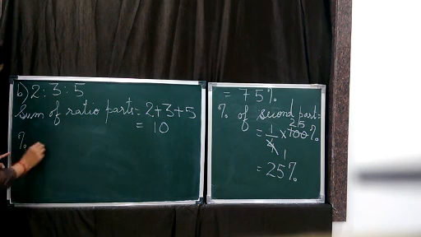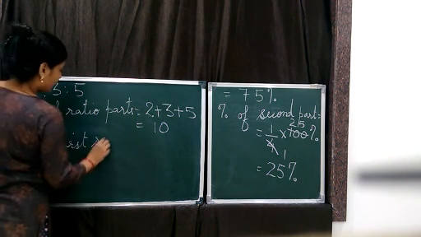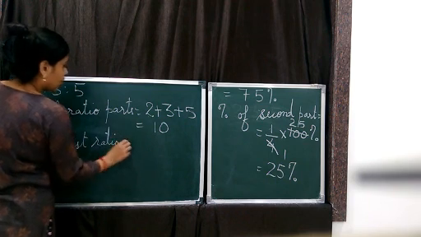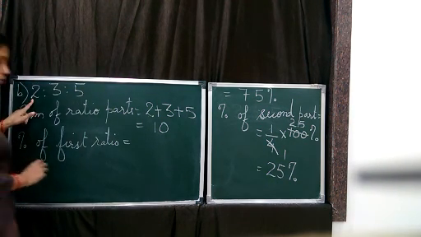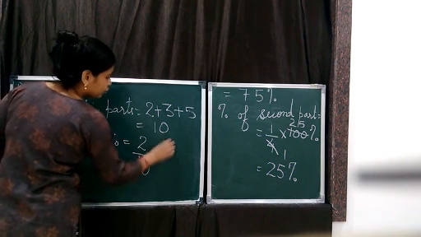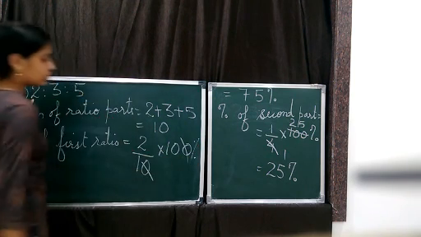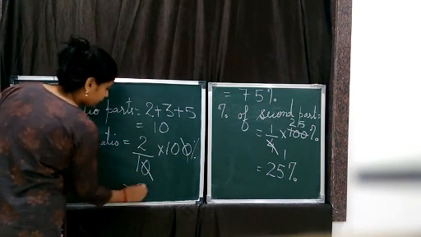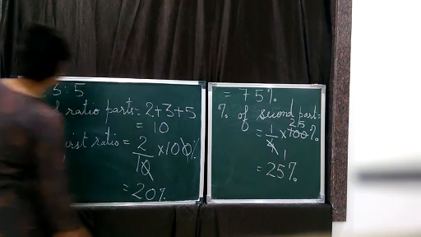Then percentage of first ratio part. So the first number, what is the first number here? 2. So 2 upon 10 into 100. Okay, we can write percentage. 0 got cancelled. 2 tens will give us 20. Okay, so this is 20%.